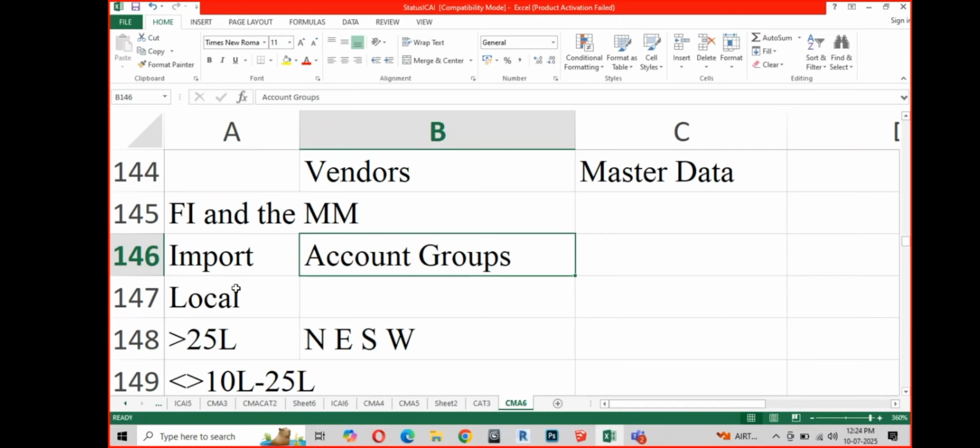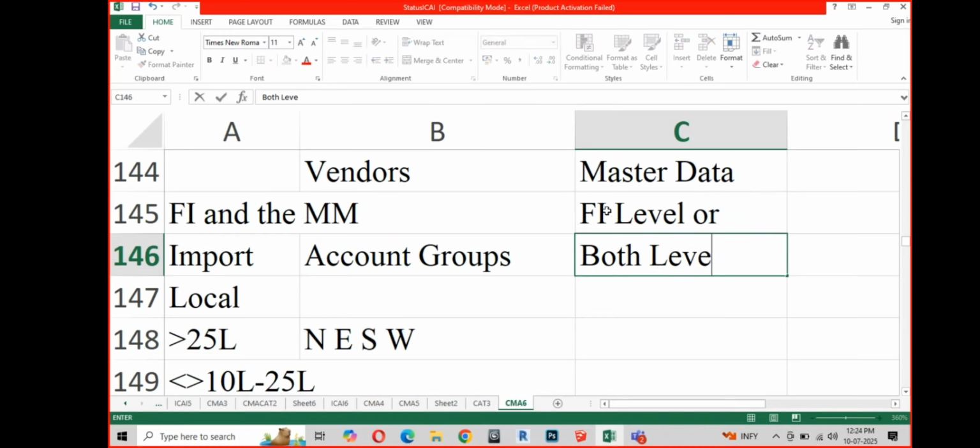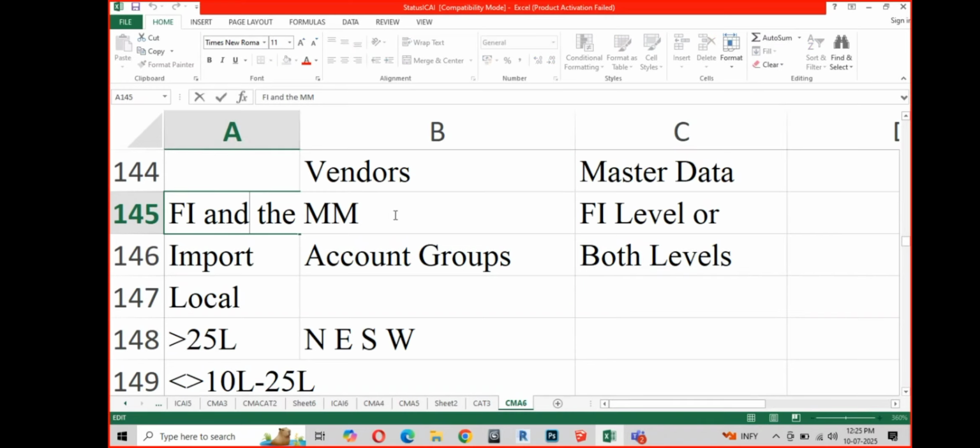So it becomes very critical to understand whether you are handling vendors only at the finance level or at both levels. What are both levels? FI and MM. And you also have the production planning module. Clear? Are you getting a hang of this topic? How you need to handle vendors, and what are the concepts in SAP?